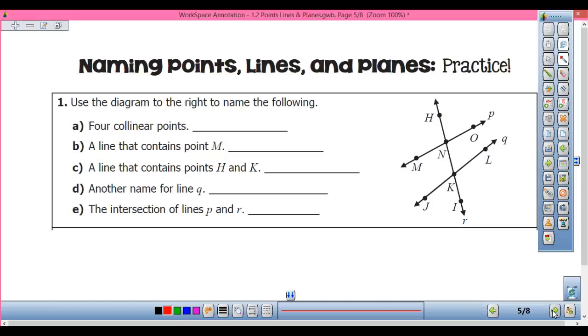Alright, so for collinear, 4 points that are on the same line are what? Come on. Come down here, look at your little picture. H, N, K, and I are 4 points on the same line.